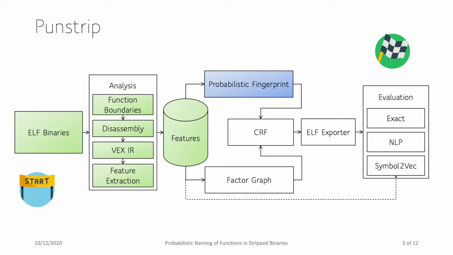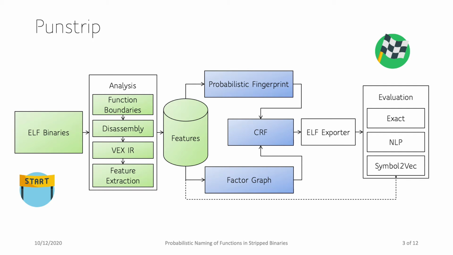We call this model a probabilistic fingerprint as it outputs the probability of each function being labeled as a function name that we see in our training dataset. Secondly, we use features from our analysis to build relationships between individual functions and data. This is used to build a factor graph consisting of functions and their dependent factors over a whole binary.